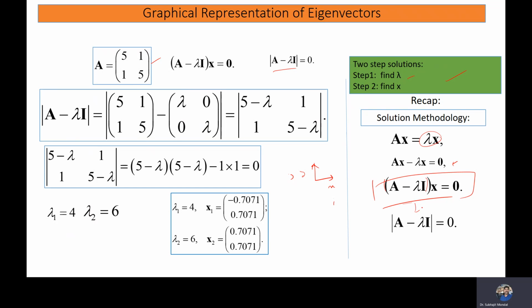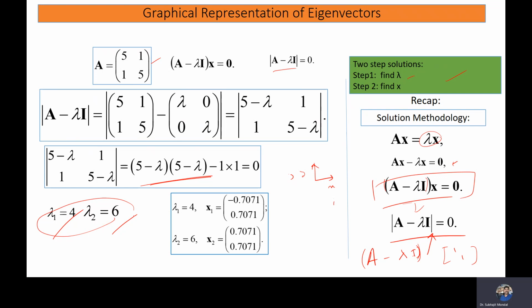Now if the bracket term is 0, it is basically a matrix A minus lambda, the multiplication constant, times the identity matrix. Identity matrix means its diagonal terms are 1, 1, and the rest of the terms are 0. Since this matrix part should be 0, we take its determinant and make it 0. Once you solve these equations, you get the solution: the first eigenvalue lambda will be 4, and the second eigenvalue will be 6.